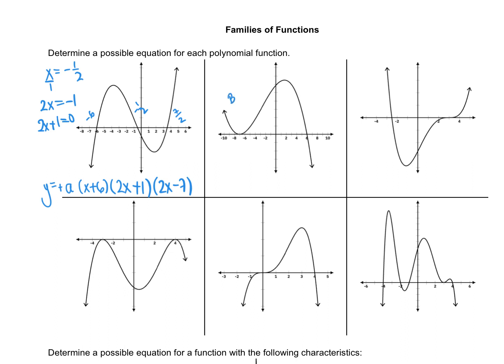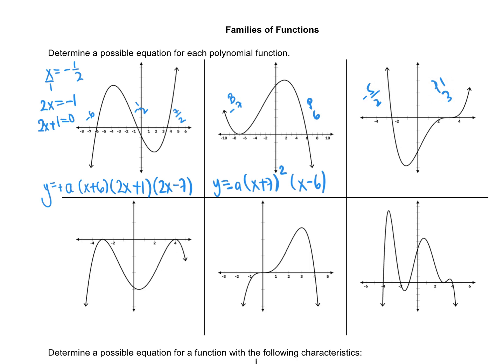We have a bounce at -7, and we have a pass at +6. So my bounce means that we should have an order of 2. And then the pass is just x minus 6. And this time for my leading coefficient, because I'm going from quadrant 2 to quadrant 4, I have a general downward trend. I know my leading coefficient will be negative.